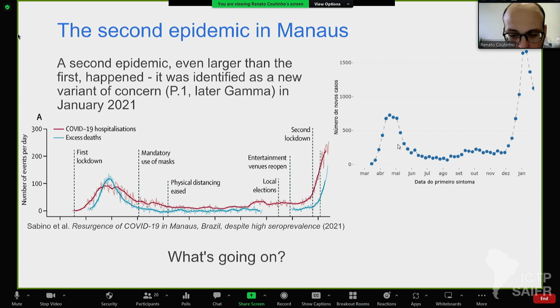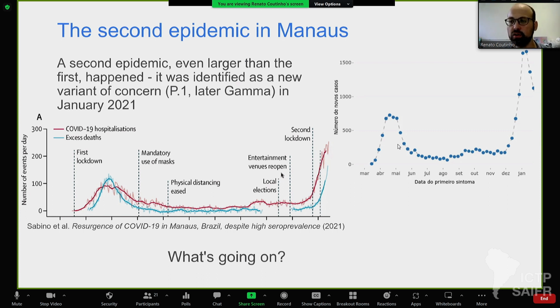And you see here, I like this plot because it has some timeline for when restrictions were eased. You had an increase because at the end of the year entertainment venues reopened, and we also had local elections that increased exposure and so on. We have to go back in time to the beginning of 2021 and look at this. We stop here. How can we assess what is going on?